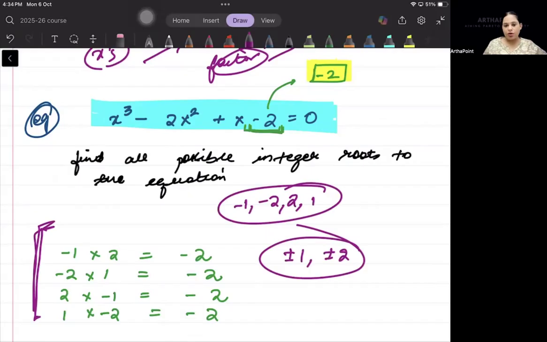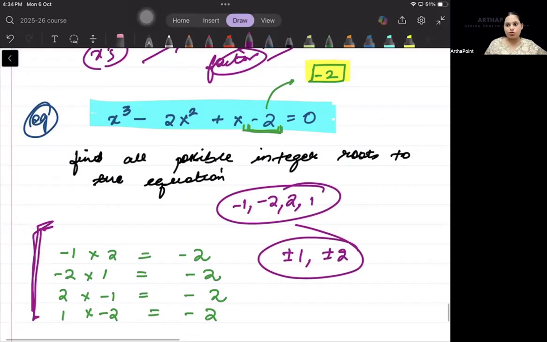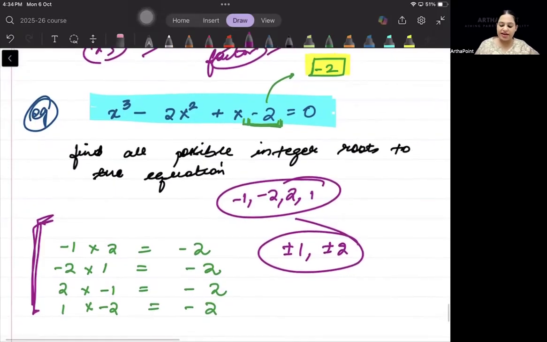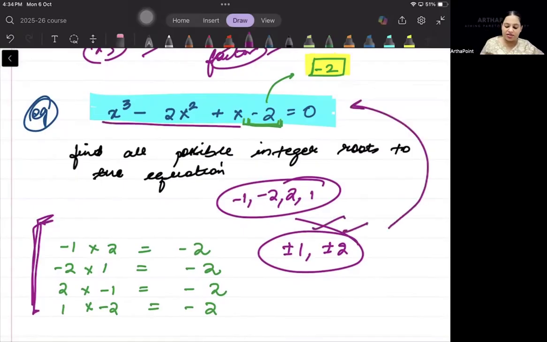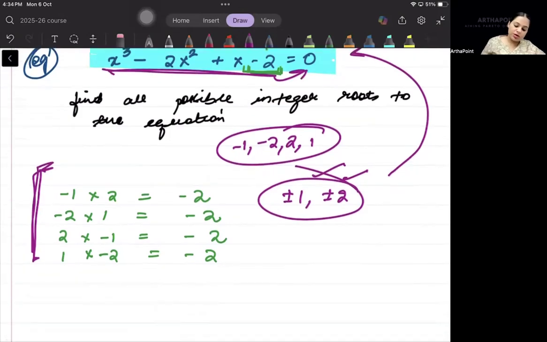What we can go ahead and do is we can put these possible factors in this equation and see which of them satisfies the equation. इन चारों को डाल के देखेंगे हम इस equation में, और देखेंगे कि कौन सा ऐसा x है जिसको डालने से ये equation equal to 0 हो पा रहा है. So let's say I begin with x equal to 1.